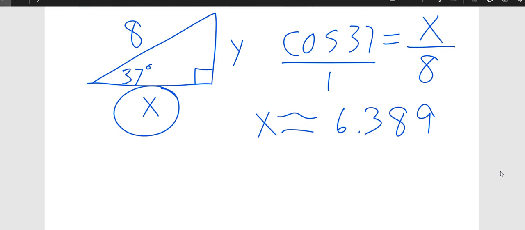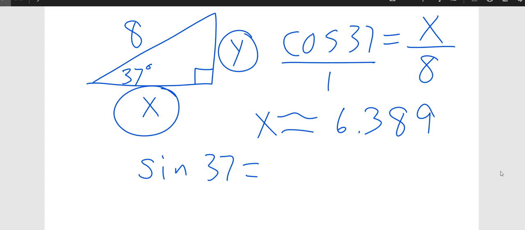So what are we going to do to find y? I don't want to use the Pythagorean theorem, and here's why. Because you're going to have to use a rounded irrational number. Now, you could use the Pythagorean theorem. There's nothing that says you can't. It's just that you'd be playing around with the accuracy.